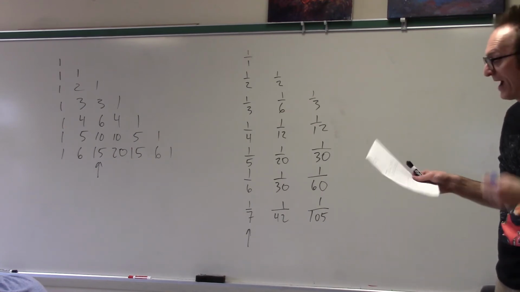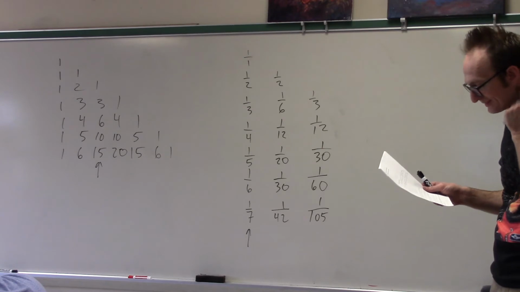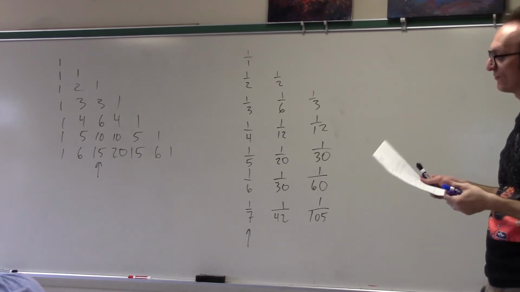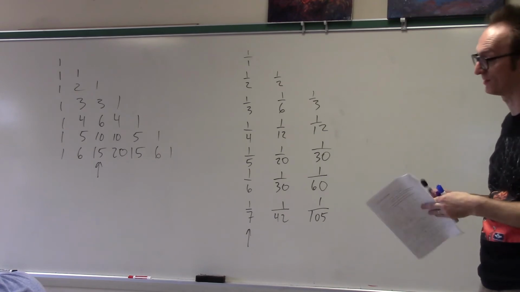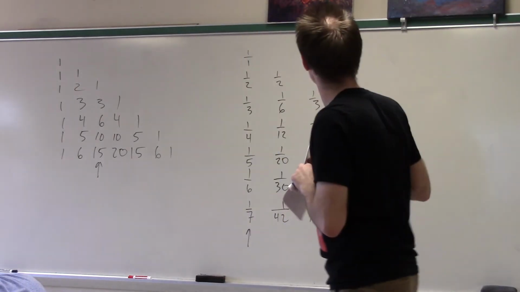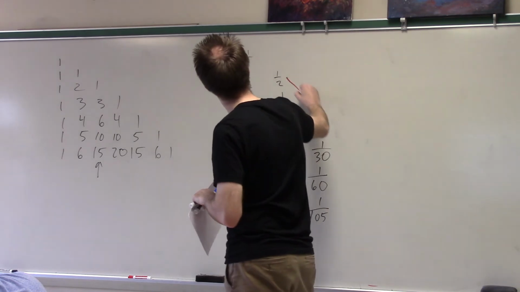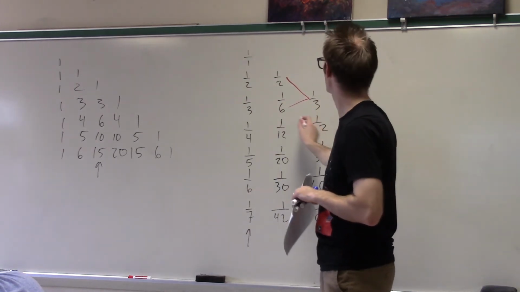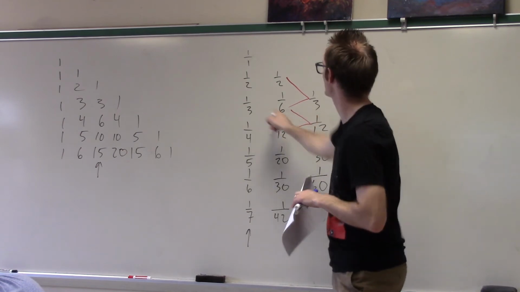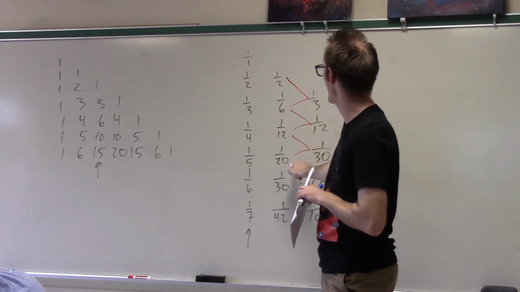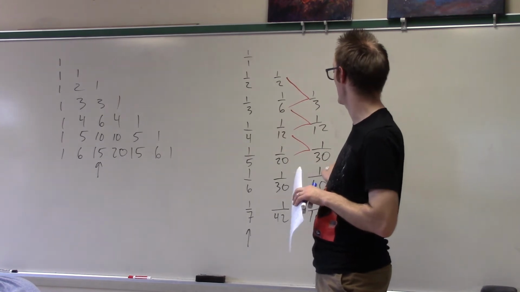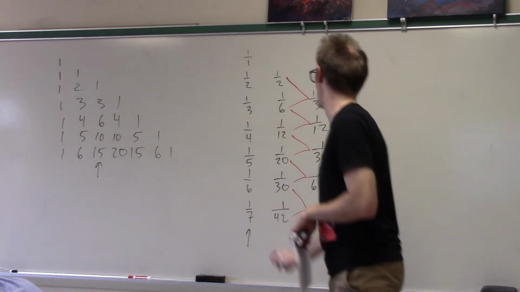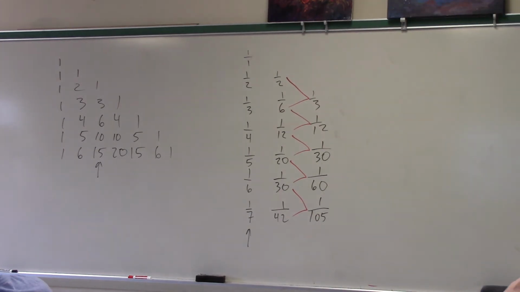Here's a fact about the harmonic triangle. Any entry in the harmonic triangle is the difference of the two numbers in the previous column. This is not obviously true, but if you subtract 1/6 from 1/2, you get a 1/3. If you subtract a 12th from a 6th, you get a 12th. If you subtract a 20th from a 12th, you get a 30th. If you subtract a 30th from a 20th, you get a 60th. And if you subtract a 42nd from a 30th, you get a 105th.